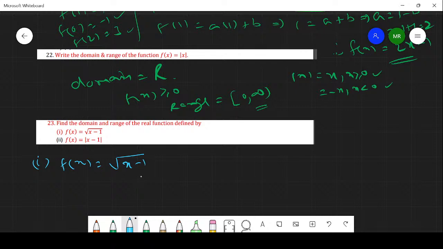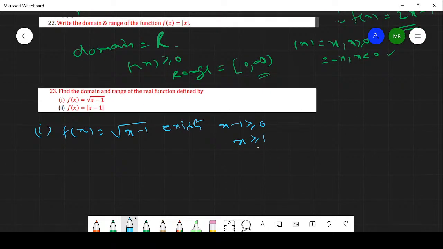For what values can I substitute x here? The expression x minus 1 should be positive, right? This function exists whenever x minus 1 is greater than or equal to 0. So x is greater than or equal to 1, only x values greater than or equal to 1 I can consider. At 1 it will be 0, or more than 1. I can write domain equal to 1 to infinity. If you take 1 it will be 0, more than 1 I can consider.